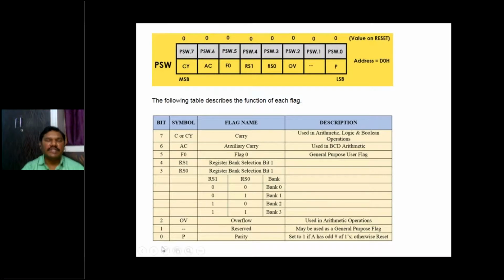Right. So here you can see how the RS0 and RS1 bits select bank 0, bank 1, bank 2, bank 3, which I have already explained. Carry is used in arithmetic, logical and Boolean operations. Auxiliary carry is used in BCD arithmetic. Then general purpose user flags. Overflow is used in arithmetic operations. And parity, the odd parity and even parity bits.